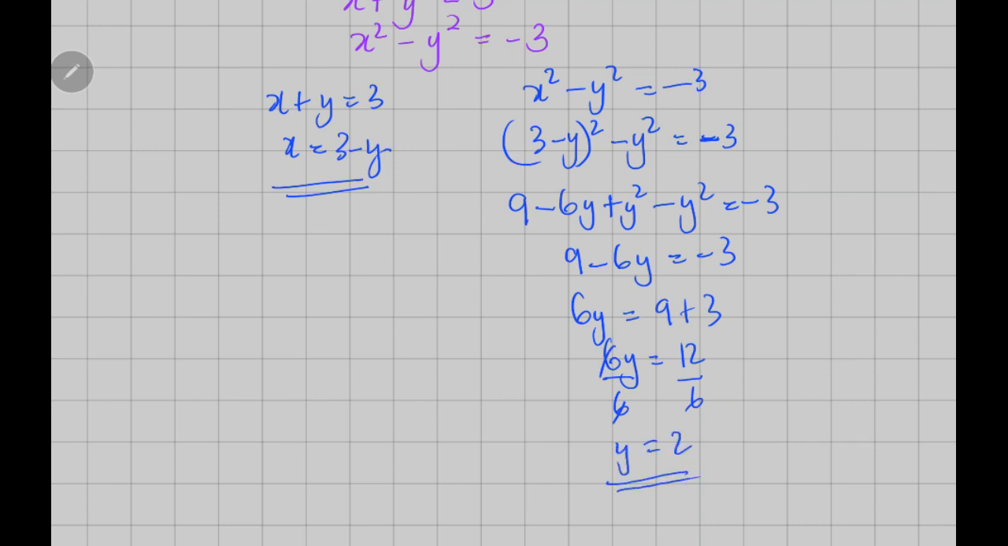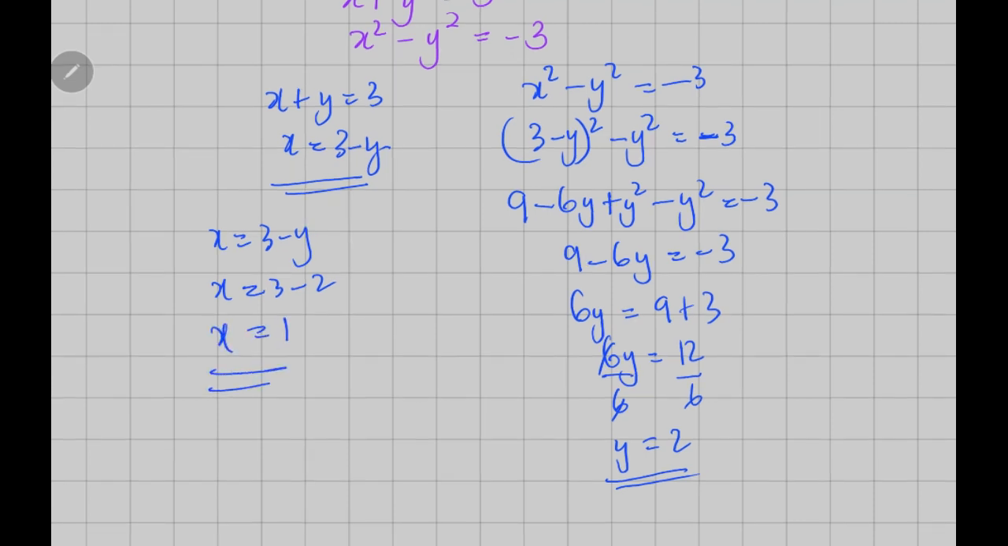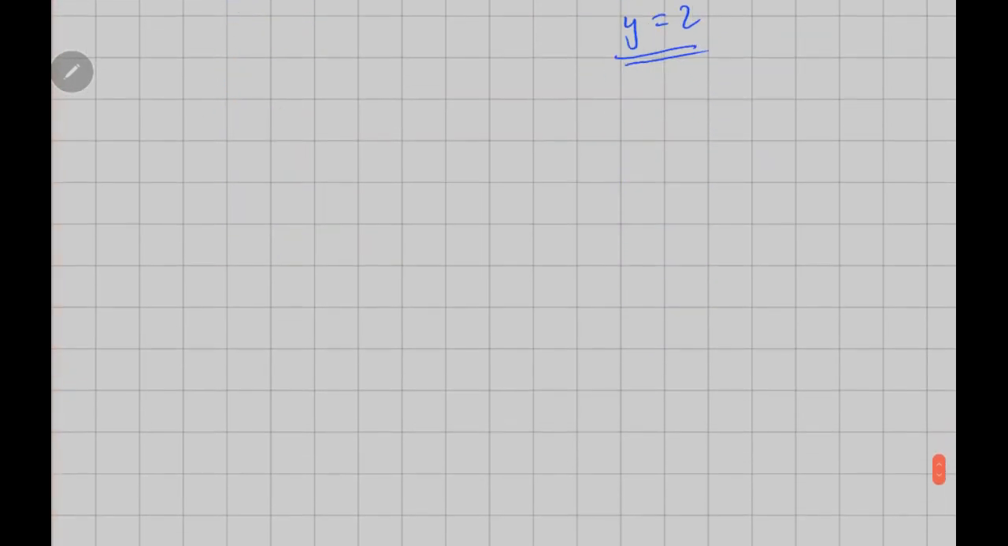So what is the value of x when y is equal to 2? We go into the linear equation, x is equal to 3 minus y, and we substitute y as 2, and we get 3 minus 2, which is 1. So our x is equal to 1 when y is equal to 2. So that will be the answer.